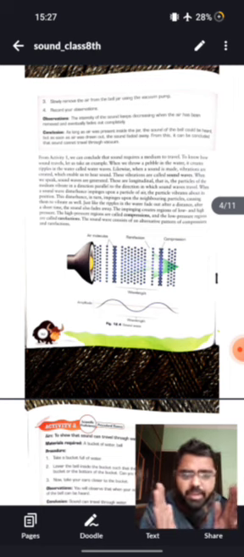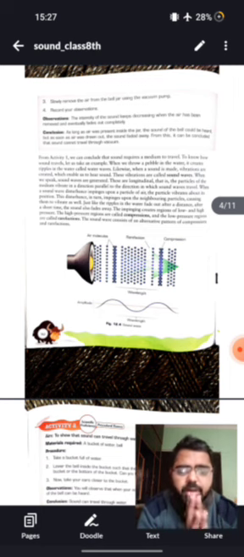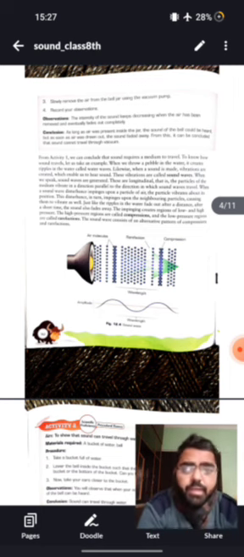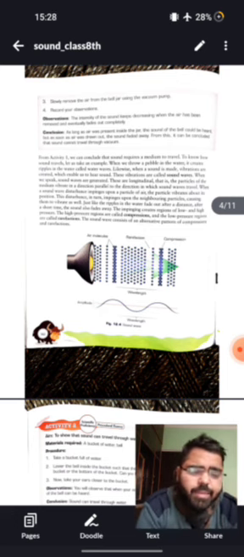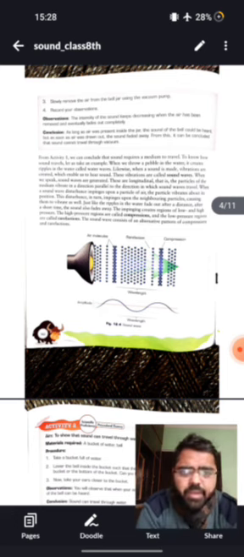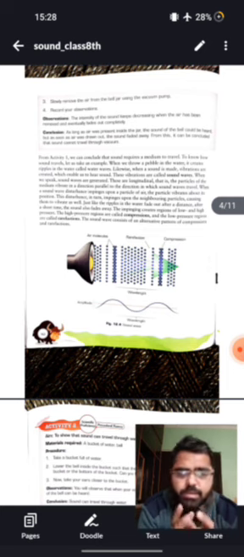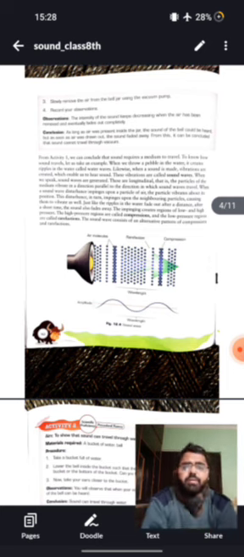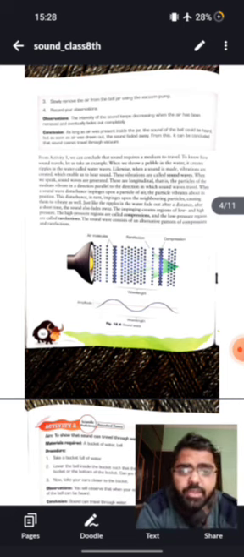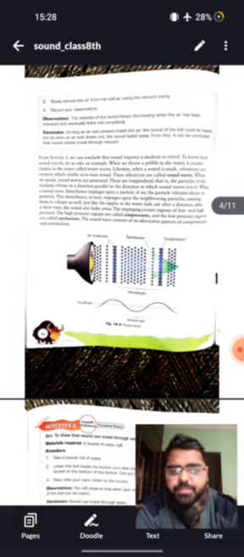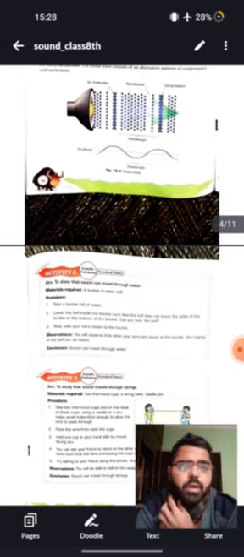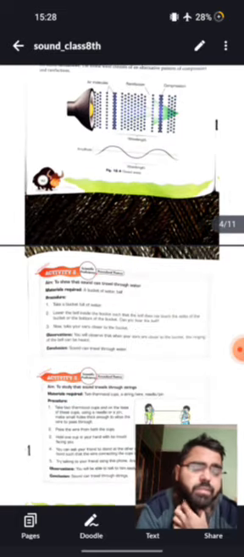When the particles are near to each other, congested, that area is called compression. And when the distance between those particles is high, that region is called rarefaction. It's as simple as that. When the particles are congested in a particular area, that is a compression region. And when the distance between the particles is very high, it is a rarefaction region. Now moving on, we can see that light travels basically through water.